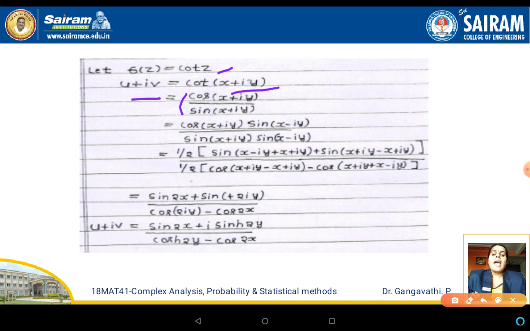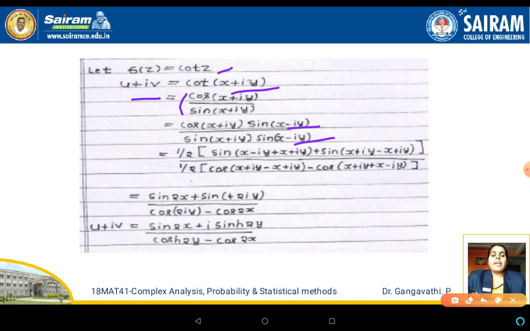So what we can do is either expand it by using cos of a plus b and sine of a plus b, or take the conjugate, that is, rationalize the denominator. So multiply and divide by sine (x minus iy). Now look at the numerator. It is in the form of cos a sine b, which is half into sine of (a plus b) plus sine of (a minus b). Using that formula, we get half into sine of (x minus iy plus x plus iy) plus sine of (x plus iy minus x plus iy). And the denominator again is sine a into sine b, which gives us half into cos of (a minus b) minus cos of (a plus b).